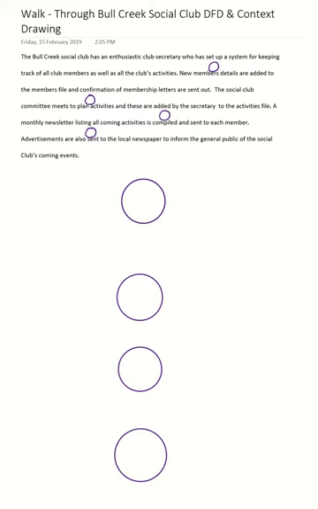And then the first one would be labeling it. Add new member. My second one that I've identified is plan activity. The third one is create newsletter. And my final one is create advert.